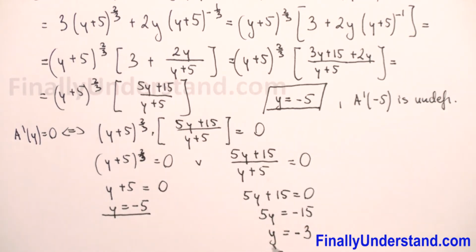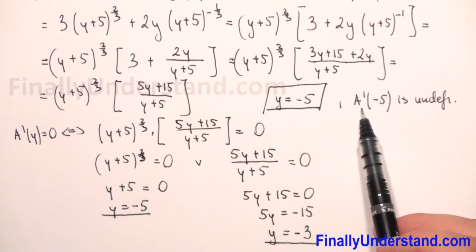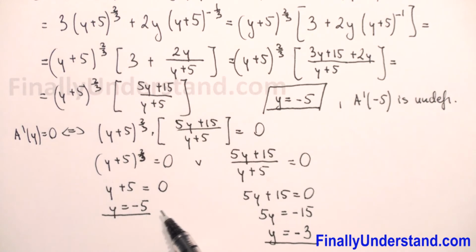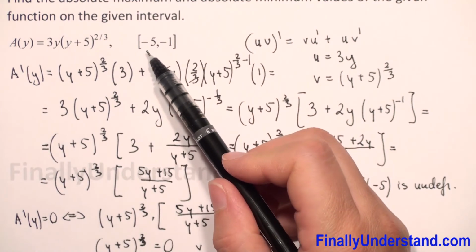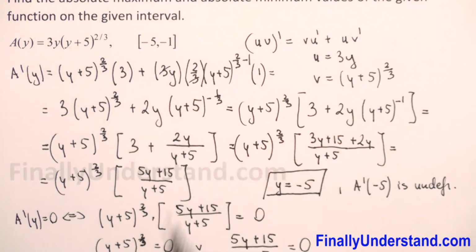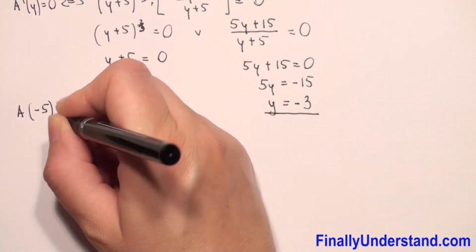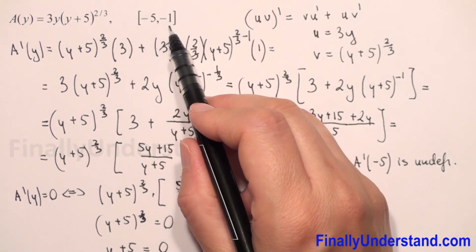So we have two critical values when we set our first derivative equals 0, and one critical value we have because our first derivative doesn't exist for negative 5, but negative 5 and negative 5 just repeats, so we have to just take one negative 5. So now we have to just calculate the values of our a function for these critical values which we got, and for endpoints. It means for negative 5, negative 1, and again negative 5 repeats, so we have to just take 1. So we have a of negative 5 to find, a of negative 3, and we have a of negative 1 to find.